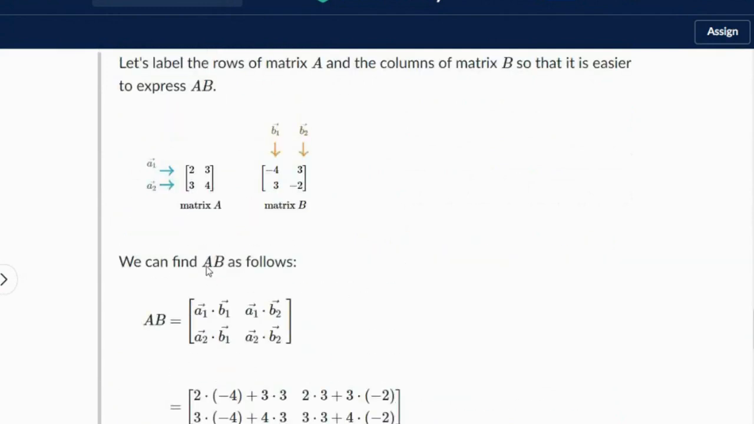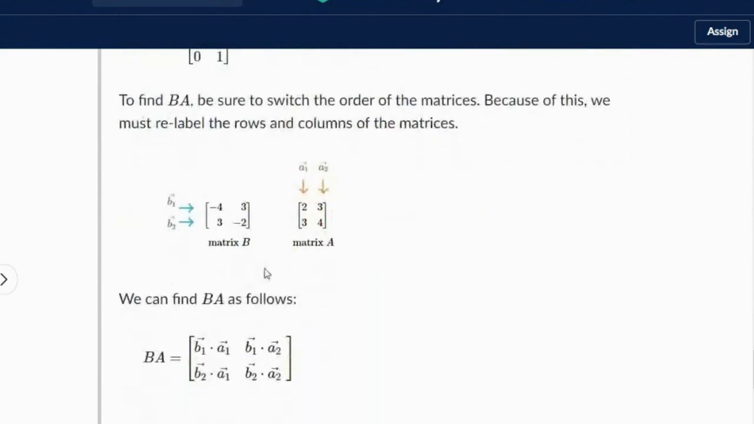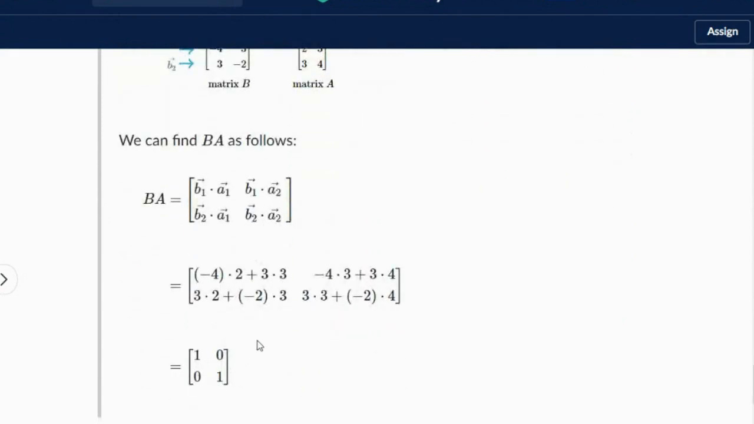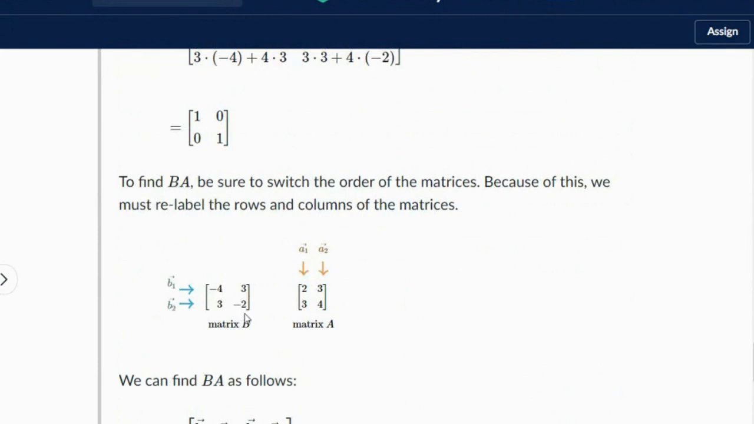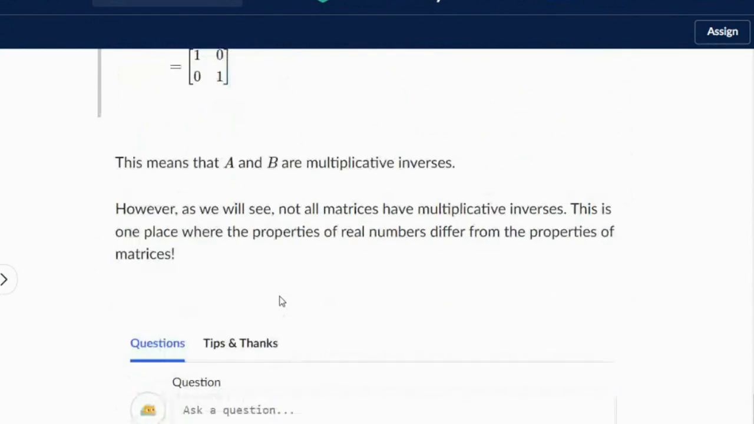And let's see. And that's AB. Let's see if BA works the same way. And BA works the same way in this case. They're both 2 by 2s, so they can be multiplied in either order, and they end up with multiplicative inverses.